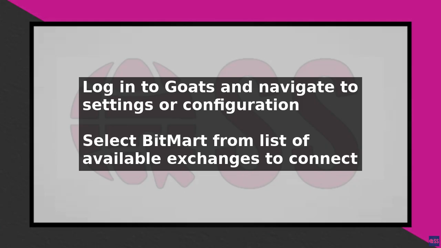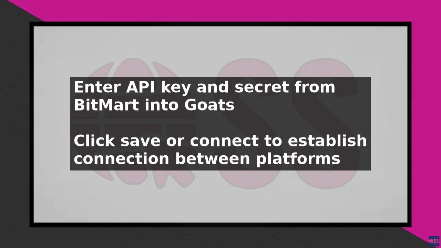Enter the API key and secret exactly as they appear in your BitMart account, making sure not to add any extra spaces or characters. Once you have entered the API credentials, click the Save or Connect button to establish the connection between BitMart and GOATS. After connecting, you may need to configure additional settings such as the trading pair or wallet permissions.